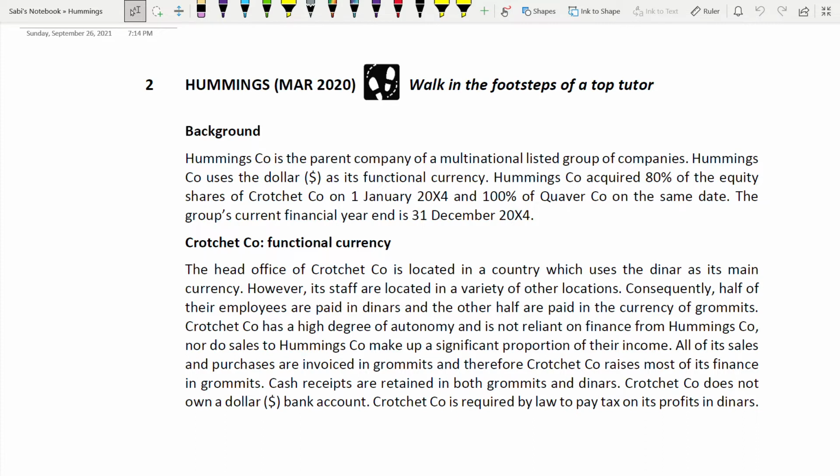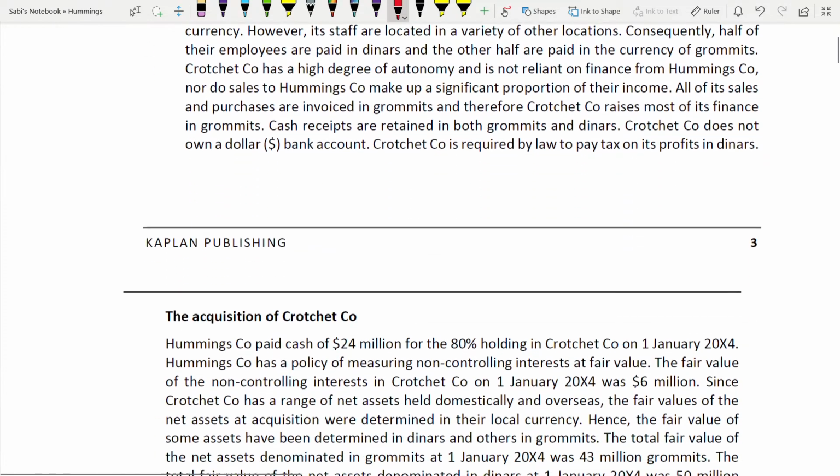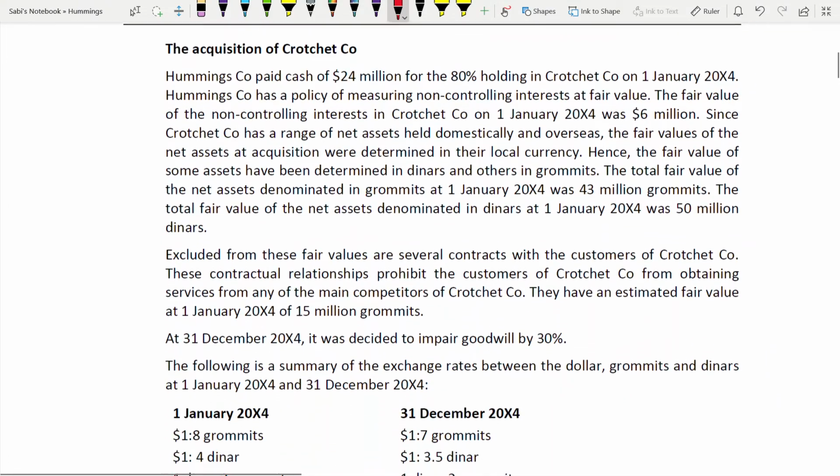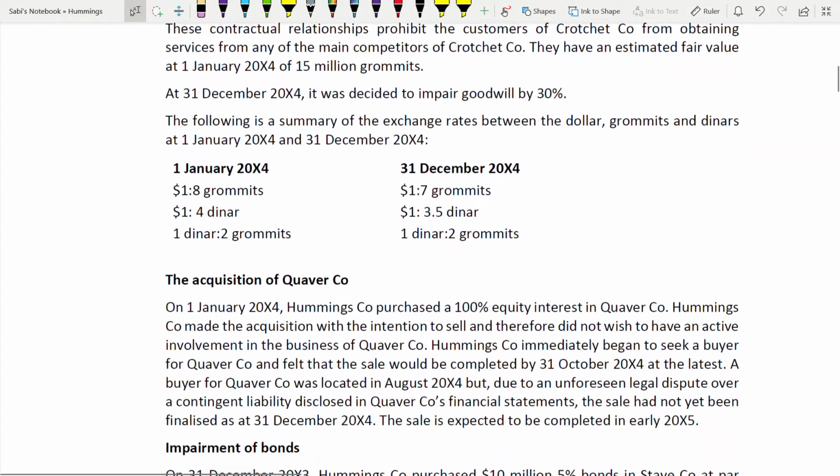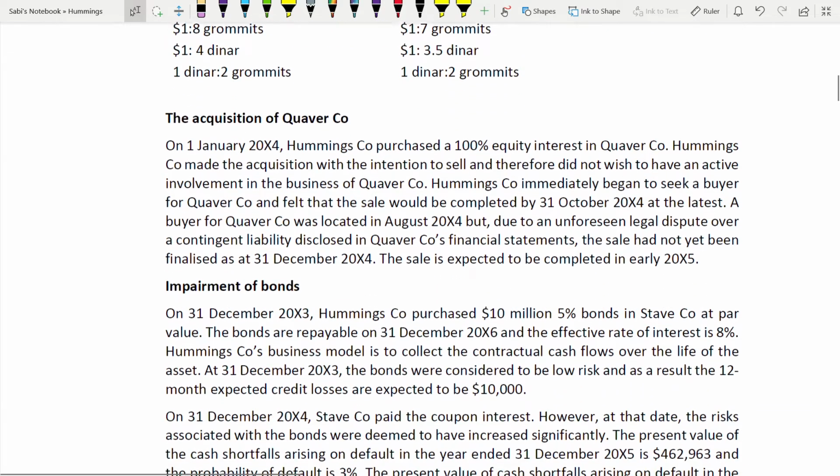So this question, as you can see, is from March 2020, the latest paper. This is section A, group accounting questions, worth 30 marks. As you can see, you have some background and you have the functional currency. The moment you see functional currency, you know it has something to do with exchange rate, right? That means this is a question on exchange rate. And then we have acquisition of Crochet, then we have the rates, acquisition of another company, then we have impairment of bond.